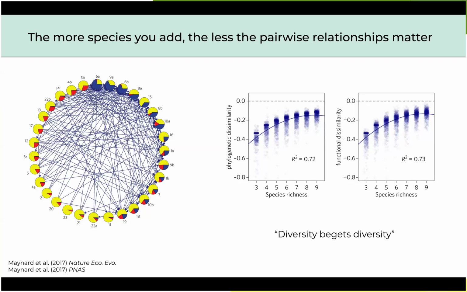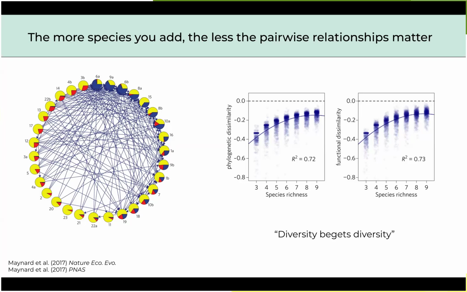What's happening here is the more species you add, the less these pairwise relationships matter. So as you add more and more species, you break down the importance of pairwise relationships. What starts to matter is these emergent relationships between groups of species, and particularly these intransitive relationships, which breaks down any sort of destabilizing effect.